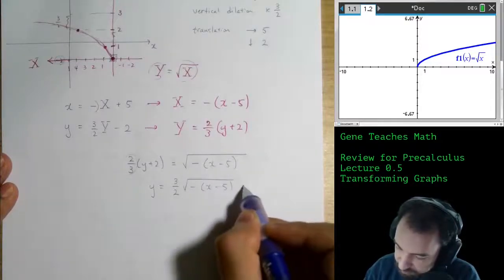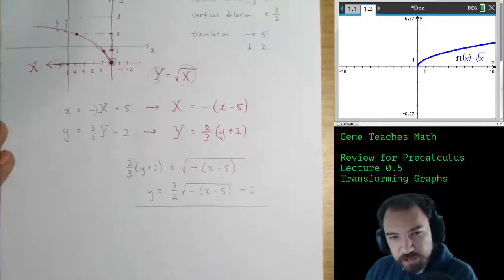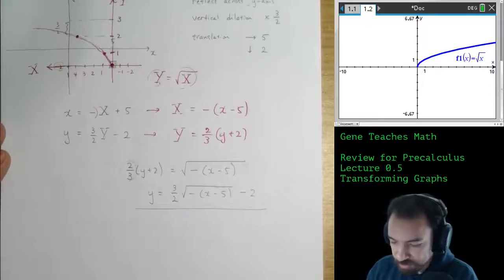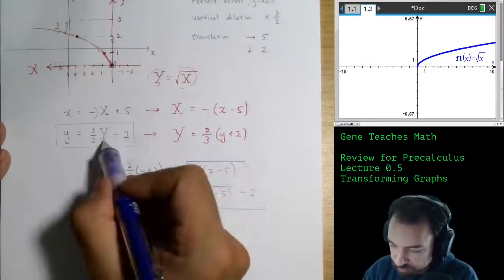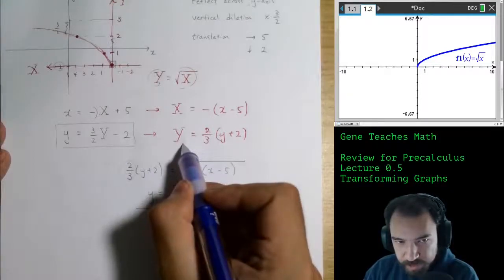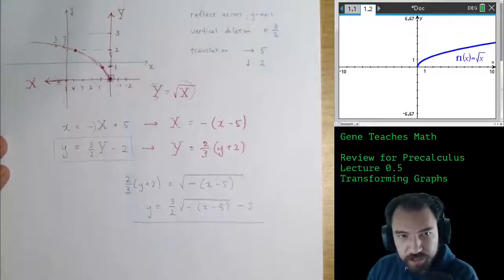like this, minus 2. Now perhaps you're looking at this and saying, wait, I feel like we're undoing what we just did. This seems redundant. We wrote it like this, and then we solved for capital Y, but then after we plugged it in, we solved for lowercase y again.